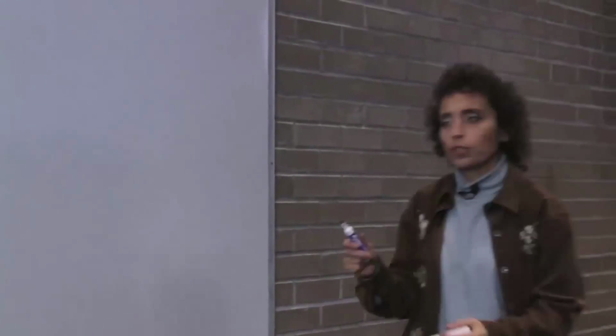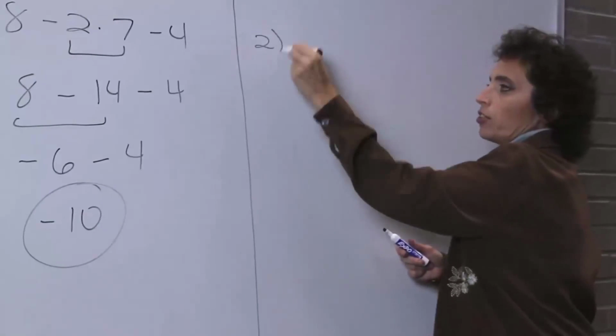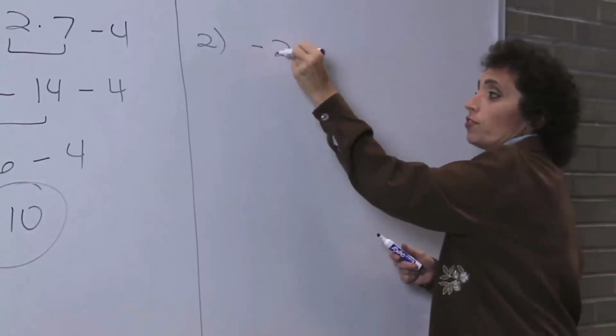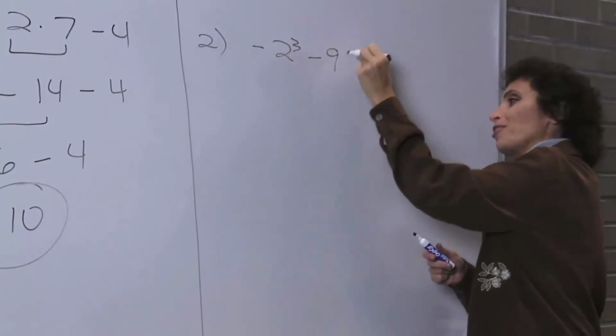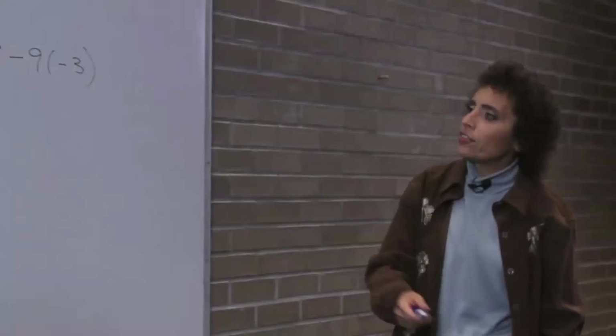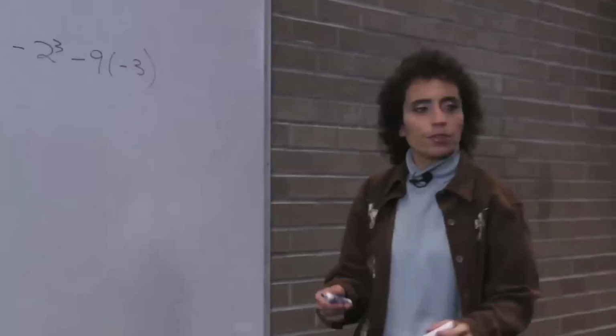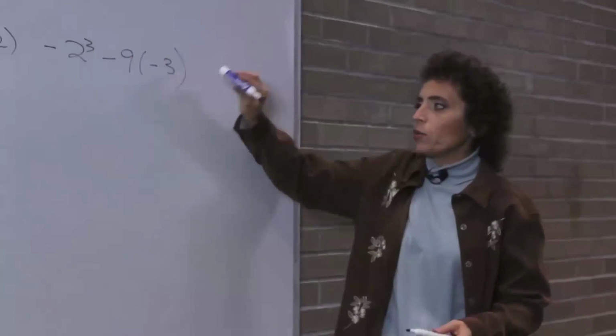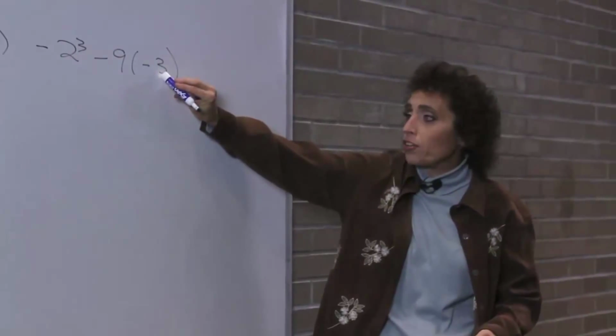All right? Hope that went okay. Let's try 2. Let's see if your answer matches mine. Of course, if it doesn't, you know you have to be wrong. Now, I might be wrong. But let's see. All right. -2 cubed minus 9 times -3. So let's look for parentheses. Remember, that's not a parentheses because there's no operation.